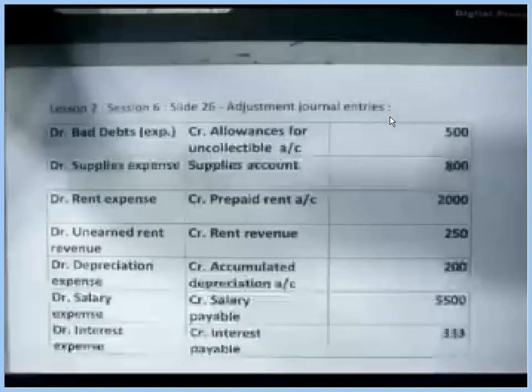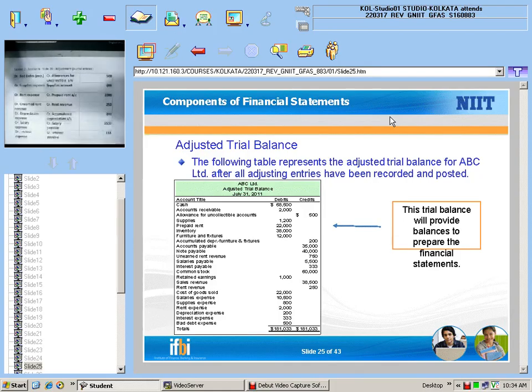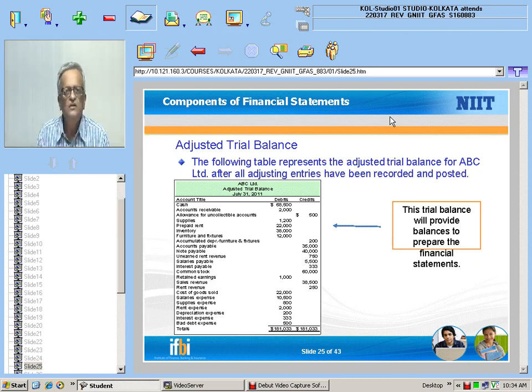So we'll go back to the slides. So these are the various items. There was some disturbance, but more or less I have given you all the items. So all these have to be accounted for to get the adjusted trial balance. So all these items are called adjusting entries.